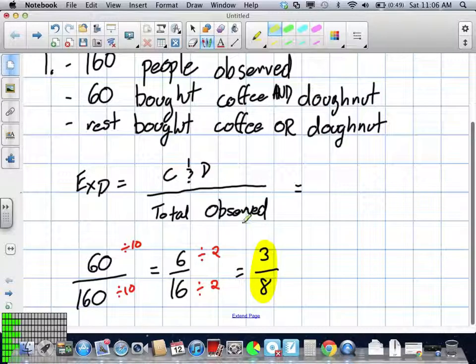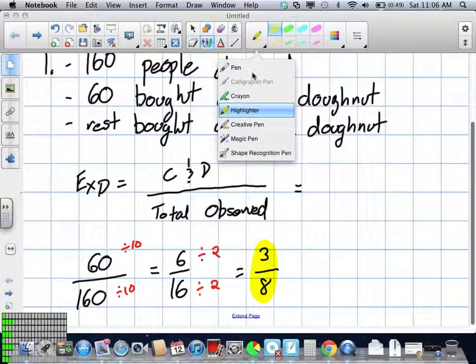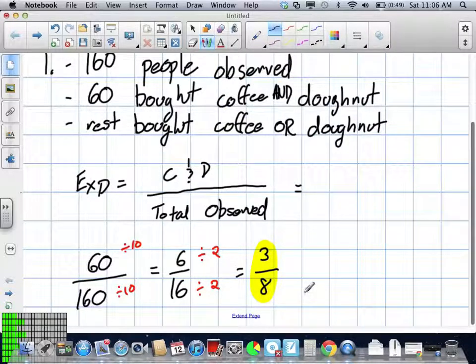As one person, that doesn't really give us a good idea. What it's saying is if 8 people come in, it's most likely that 3 will buy coffee and a donut. But we're talking about the next guy himself.